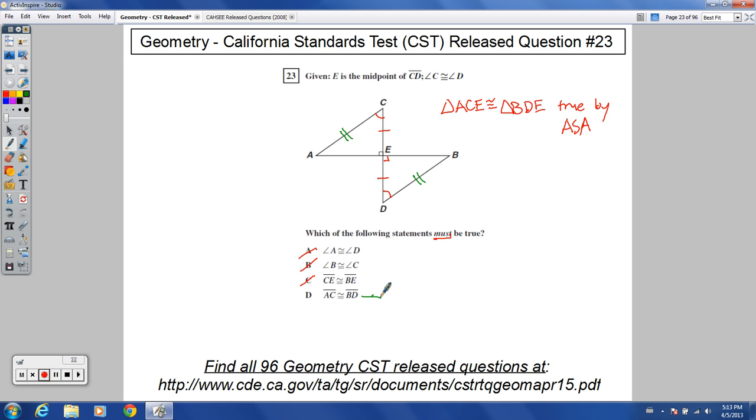Yes. This one is yes by CPOCTAC, corresponding parts of congruent triangles are congruent. Some of you may have learned it as CPCTC, or some of you may have even written out the whole thing, corresponding parts of congruent triangles are congruent. But based on the information there, these are matching up parts of triangles that I could prove to be congruent. Therefore, D is the correct choice for number 23.